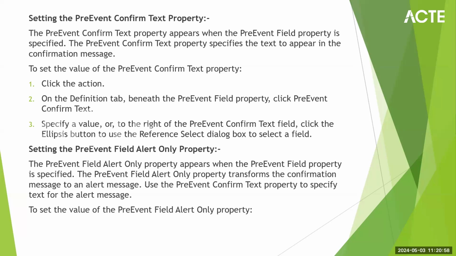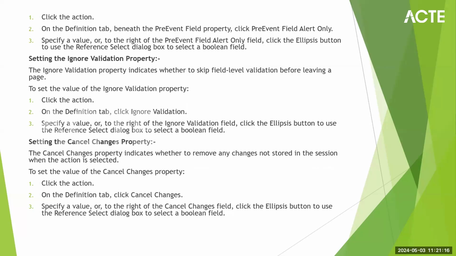Like a confirmation message where you see, are you sure you want to delete it or not, with a yes or no button. The same kind of message will appear as an alert message, either in red color. Okay, how do you do it? Click on the action, and on the definition tab beneath the pre-event field property, give a specific value or map the field which is already created in the existing manuscript.